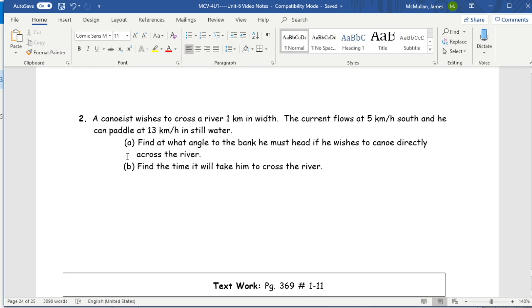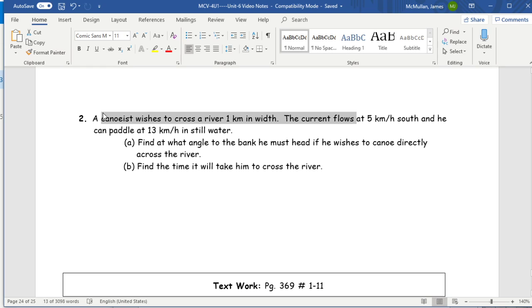Okay, so last one here is just a canoeist wishes to cross a river that's 1 kilometer wide. The current flows 5 kilometers per hour south, and the canoeist can paddle 13 kilometers an hour in still water. At what angle to the bank must he head if he wishes to canoe directly across the river? Find the time it will take him to cross the river.